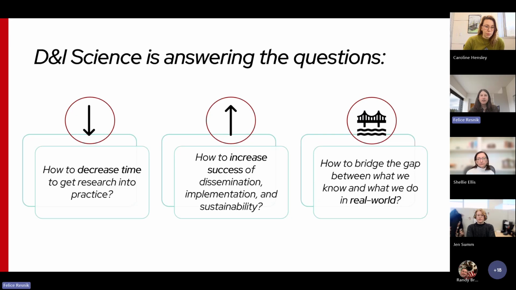Where D&I is answering these questions. How do we shorten the time it takes for research to reach real world practice? How do we increase the success of dissemination, implementation, and long-term sustainability? And ultimately, how do we bridge the gap between what we know and what we do in real world settings? Those are the core missions of D&I.